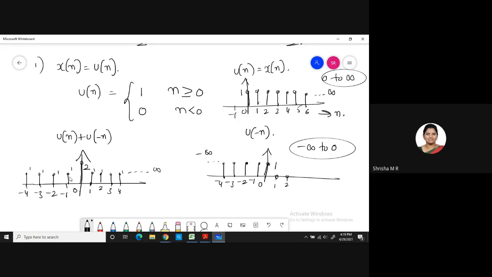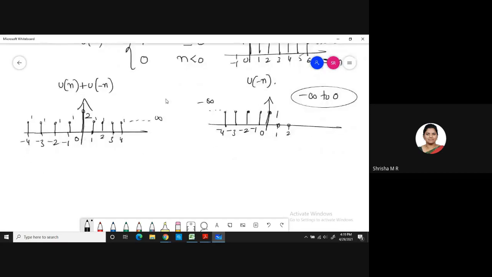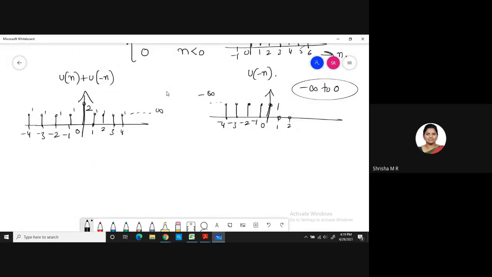Following. So now you divide by 2 to get even part. So that would be u of n plus u of minus n by 2. When you're scaling by a factor 2, what do you get? At 0, what will you have as your signal amplitude?